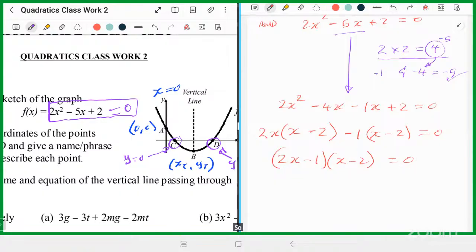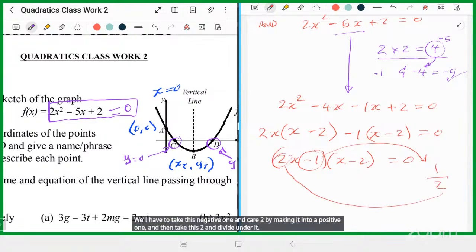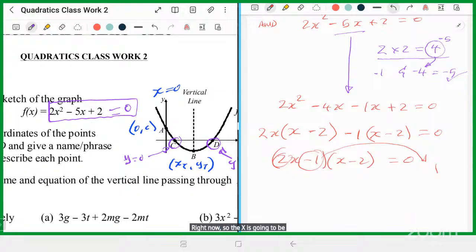So either this expression is equal to 0. What will be the x from that? We'll have to take this negative 1 and carry it over, make it into a positive 1, and then take this 2 and divide under it. So the x is going to be equal to half from that factor. If this factor equals 0, the x is a half. And if this other factor is equal to 0, we will just take this negative 2 and carry it over the equal sign, it becomes a positive 2. So x is equal to 2.